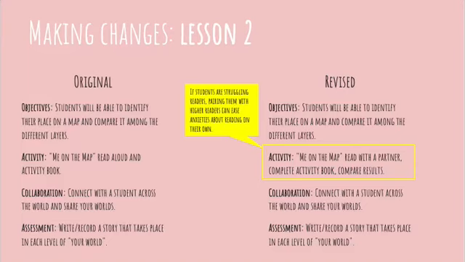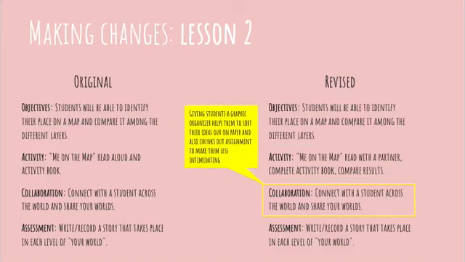And also, reading it with a peer is going to help those struggling readers to actually read it. That higher level reader can read it to them and they can work on their social skills as well. So that collaboration piece is also changed.